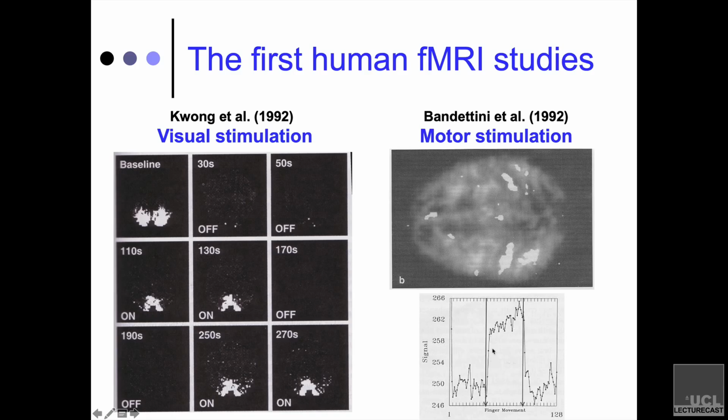But one of the things that you can see in the Bandettini study is this delay in time. The tapping started at this vertical line, but the actual increase happens about 5 or 6 seconds later. Similarly, the tapping stopped here, but it doesn't drop off for another 5 or 6 seconds. So this is one of those indications that started to get people aware of the fact that we were looking at these delays, and the delays were due to blood flow responses.